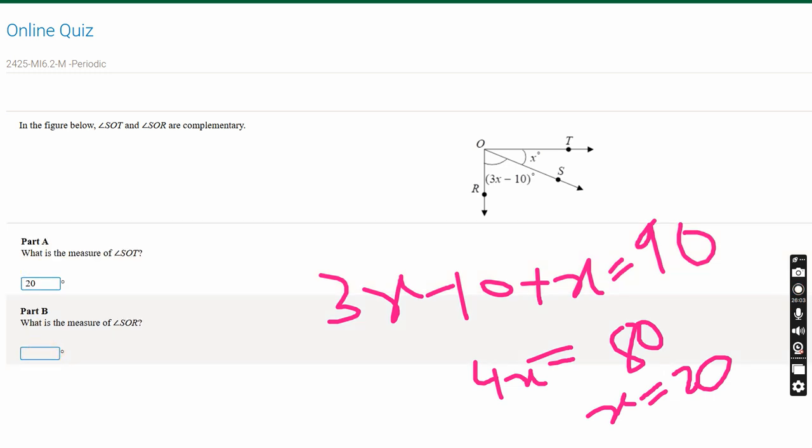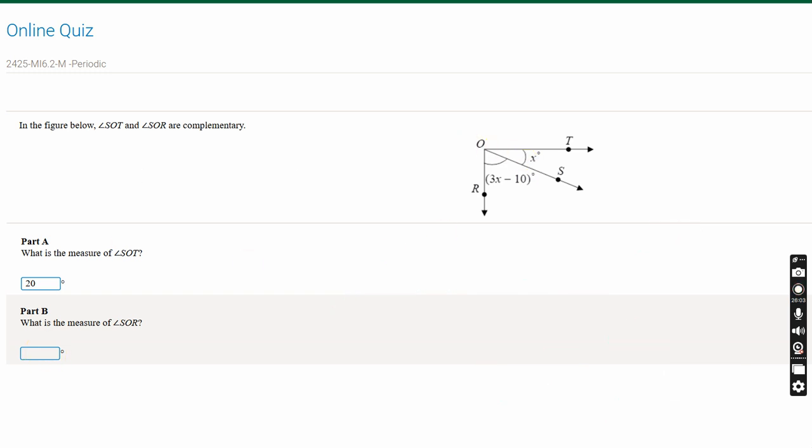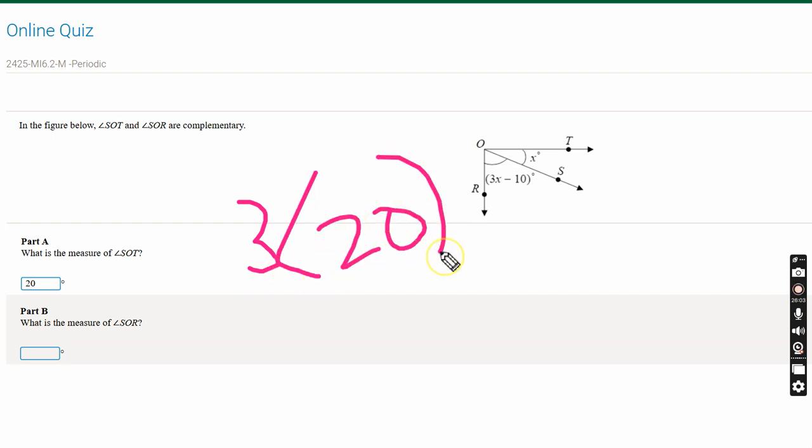The next, what is SOR? SOR is 3x minus 10. So replace the x by 20. That will be 60, right? 60 minus 10, you get 50. So you'll be getting 50 for this one.